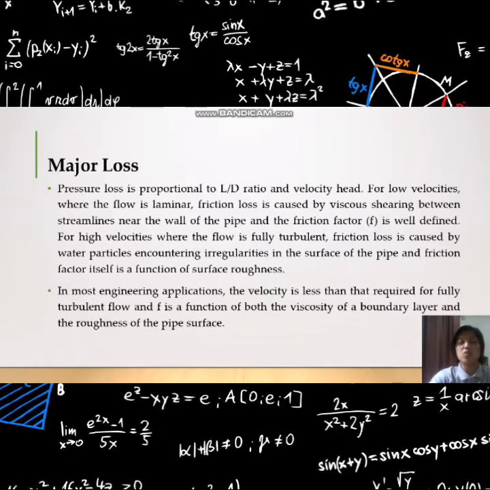For low velocities where the flow is laminar, friction loss is caused by viscous shearing between streamlines near the wall of the pipe and the friction factor. For high velocities where the flow is fully turbulent, friction loss is caused by water particles encountering irregularities in the surface of the pipe, and the friction factor itself is a function of surface roughness. In most engineering applications, the velocity is less than that required for fully turbulent flow, and it is a function of both viscosity of the boundary layer and the roughness of the pipe surface.